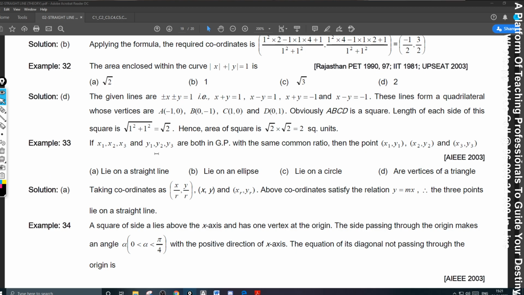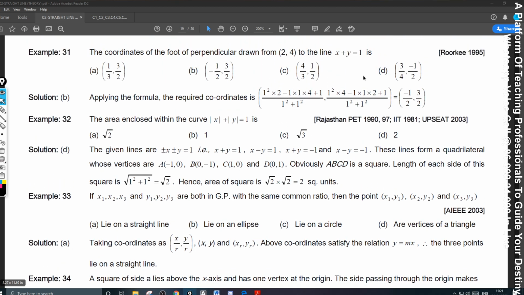Now, the coordinates of the foot of the perpendicular drawn from (2, 4) to the line. Here, if only one answer is there, you can straight away go for verification. What is the meaning of foot of the perpendicular? If a perpendicular line is drawn from a point to another line, this is the perpendicular line, and this is the line given, then this is called the foot.